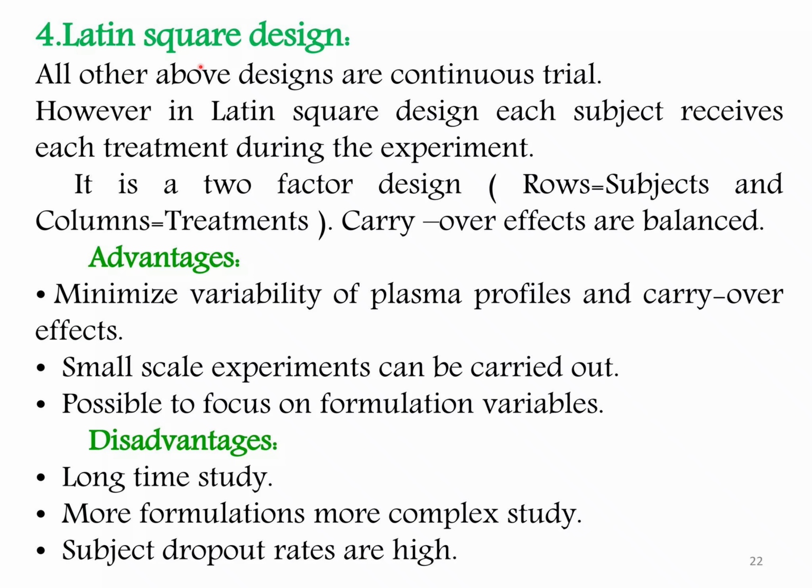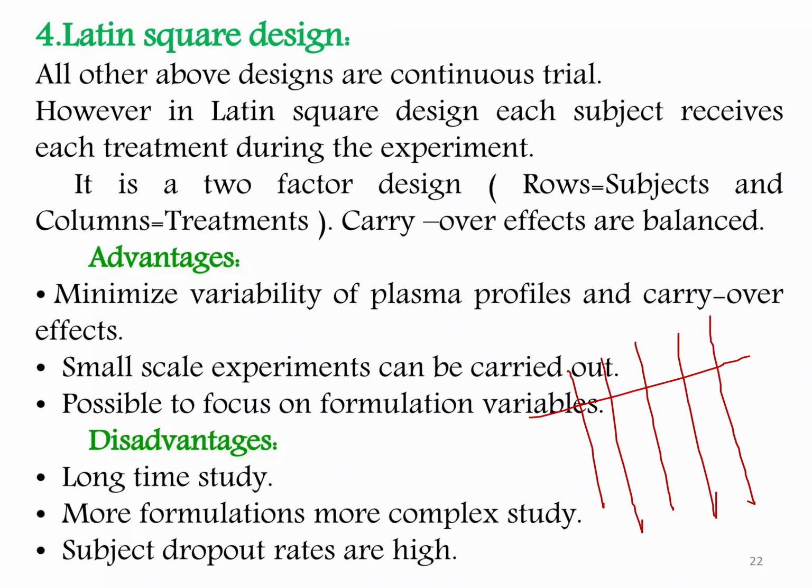So our last design is Latin square design. As the name suggests, in that case, we usually give the drug by forming a square. Okay, how? For example, this is drug A, this is B, this is C, this is D. We have just categorized them. Then this is person number one, this is person number two, this is person number three, this is person number four.